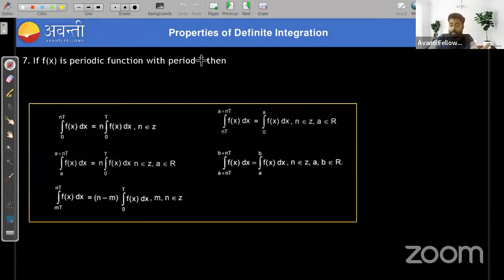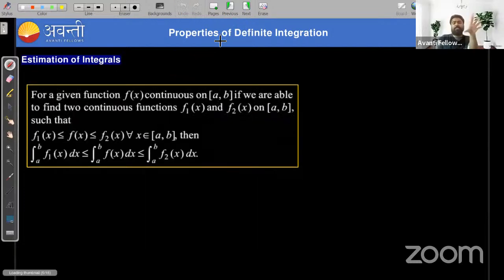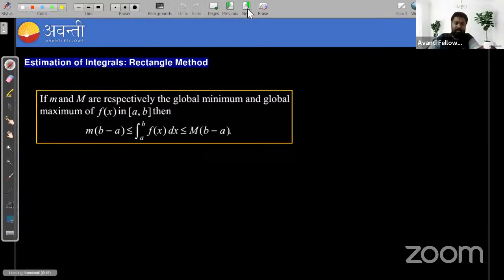Next one is periodic functions. If f of x is a periodic function with period T, then how can we integrate these periodic functions? Okay, we'll discuss that when we discuss the questions on this concept. We'll discuss the properties also, right? So let's move. This is estimation of integrals. It's a result. You can see here also, and when we discuss problems on these concepts, we'll discuss this.